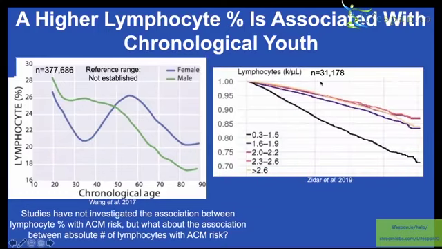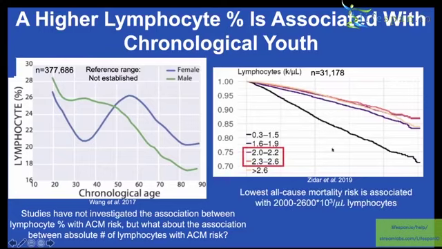So again, big study, 30,000 subjects or so, all-cause mortality risk versus lymphocyte levels, and we see that with the different colors. So lowest risk for all-cause mortality was found for lymphocytes between 2 and 2.6. So 2,000 to 2,600. This shouldn't be here, the 10 to the third. It's 2,000 to 2,600 lymphocytes per microliter. That's lowest risk of all-cause mortality.